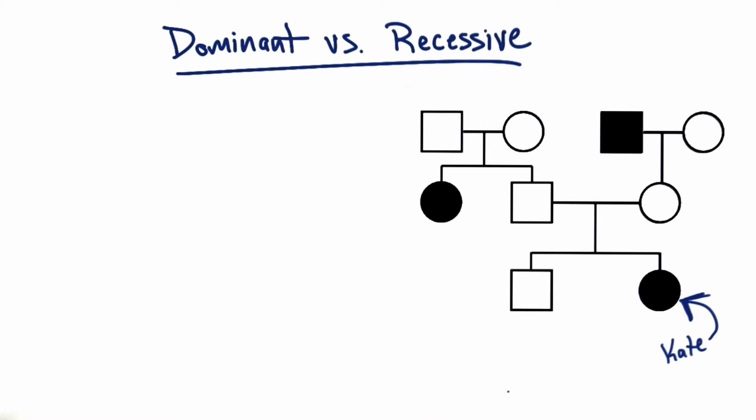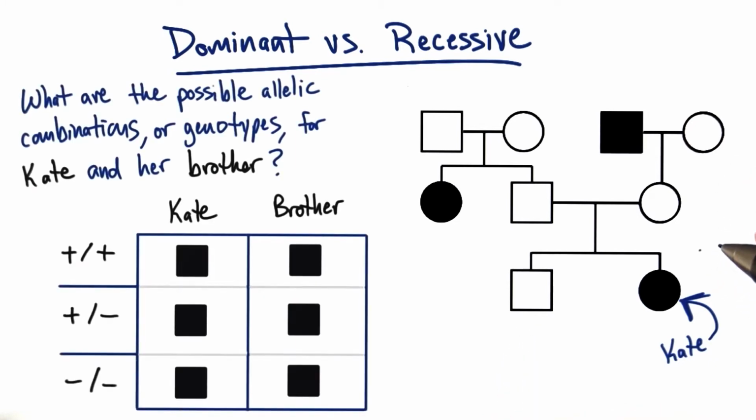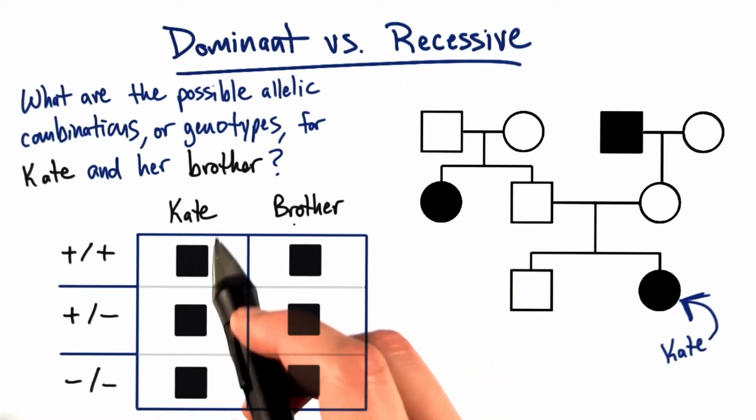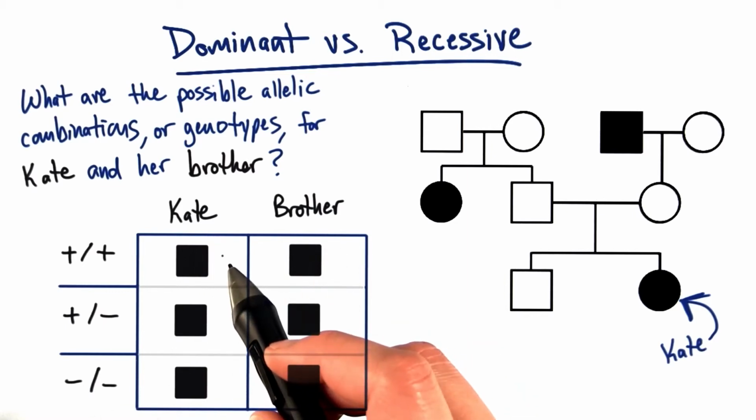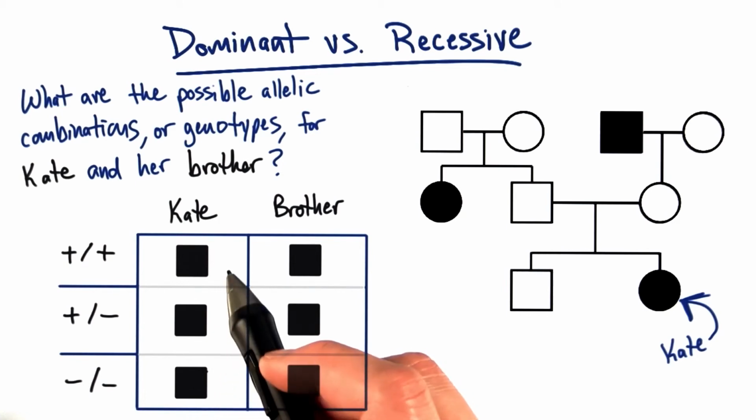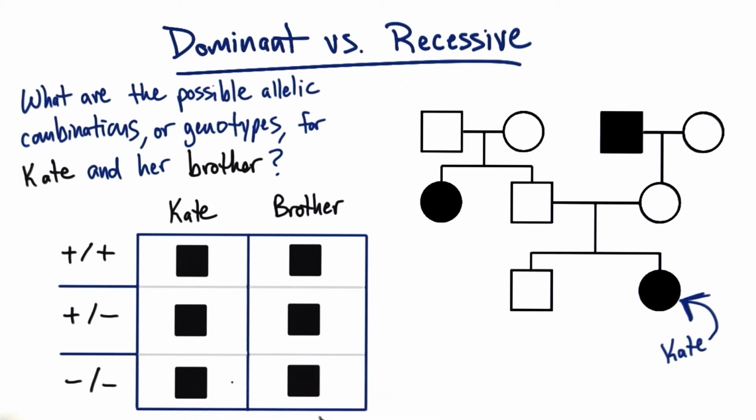Let's look back at Kate's pedigree of lactose intolerance and focus specifically on Kate and her brother. Using information about dominance and recessiveness, you should be able to determine what the possible allelic combinations or genotypes could be for Kate and her brother. Here in each column, I want you to select any and all boxes that you think could possibly apply.